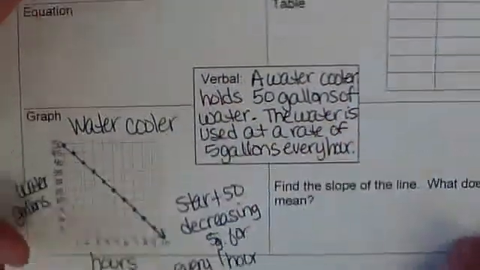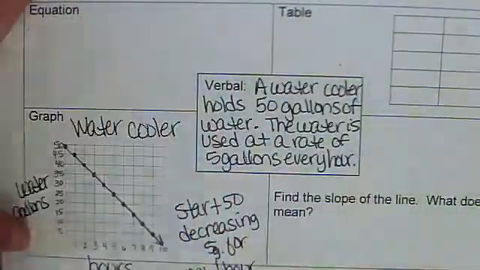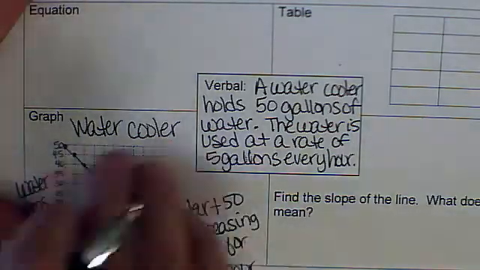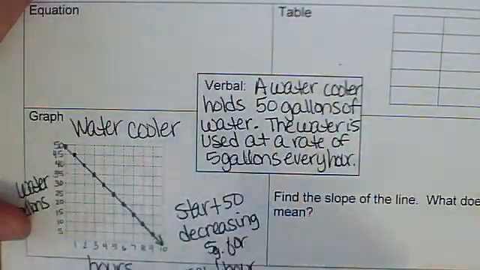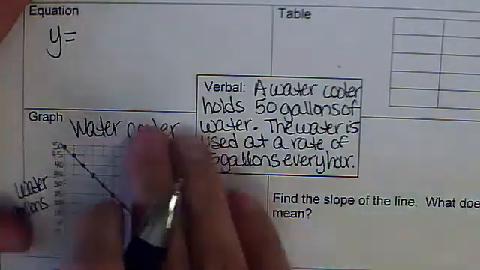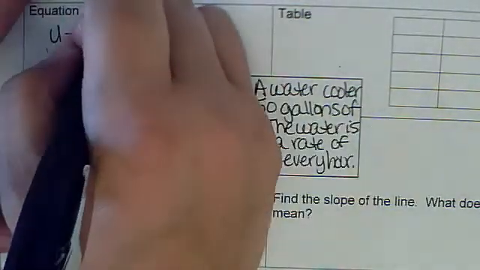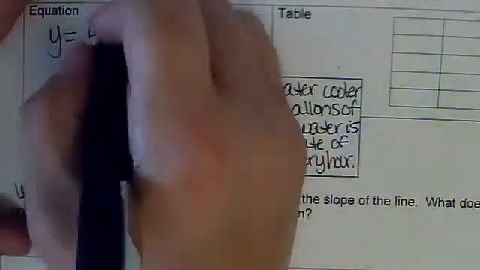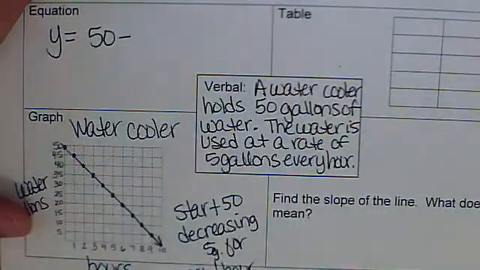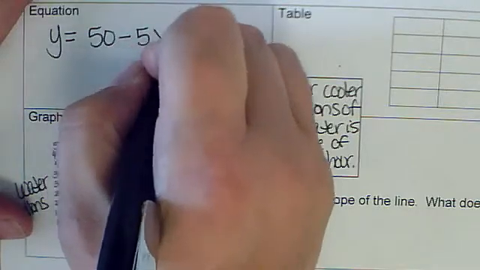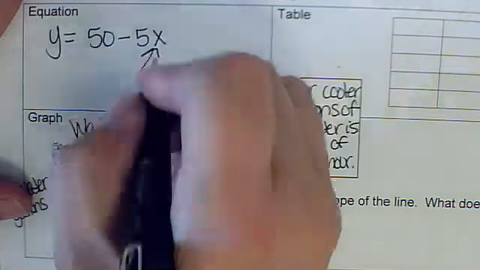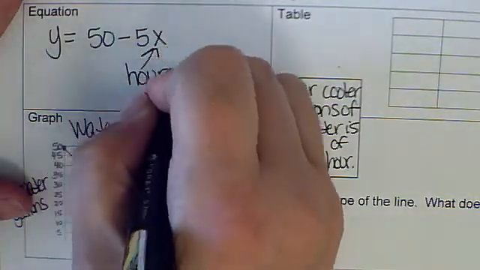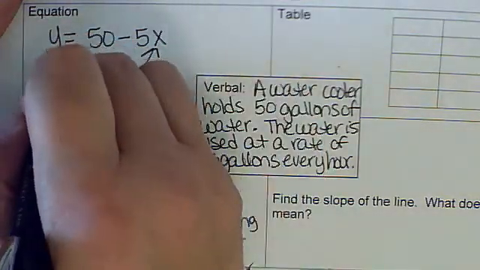Okay. So now that I have that, now I can do my equation. So notice I always go to my verbal. Whatever I'm given, I always do the verbal first, and then I fill in the others. So if I go to my equation, it's going to be y equals. Okay, so it told me that the water cooler holds 50 gallons of water, and it's being used. So that means minus 5 gallons every hour would have to be 5x. Okay, so just like before, I'm going to label the x and y. X has to be hours. Y has to be the water in gallons.